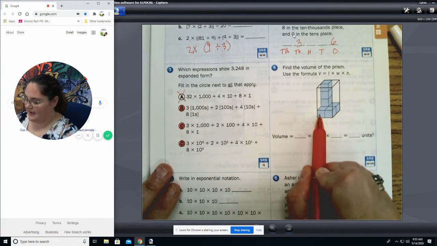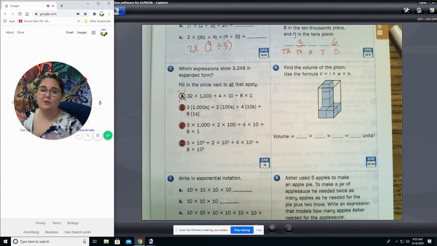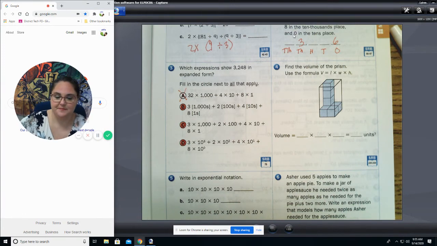This one is super simple. I have 2 by 2 by 4. I just told you what to write there. 2 times 2 times 4. Find your final answer.